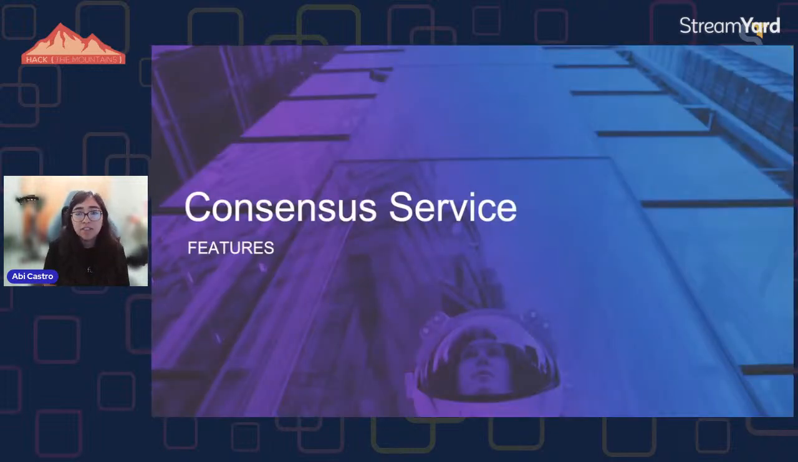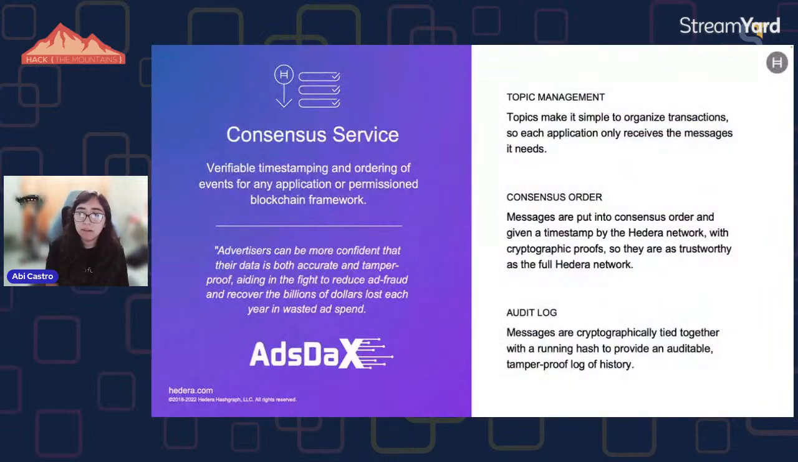The consensus service is a topic-based publish-subscribe API. It allows you to record auditable and immutable event data. It has topic management, so applications can subscribe to certain topics to receive messages that they truly need. And the consensus order has an auditable log of history that is tamper-proof and provides this by tying messages together.